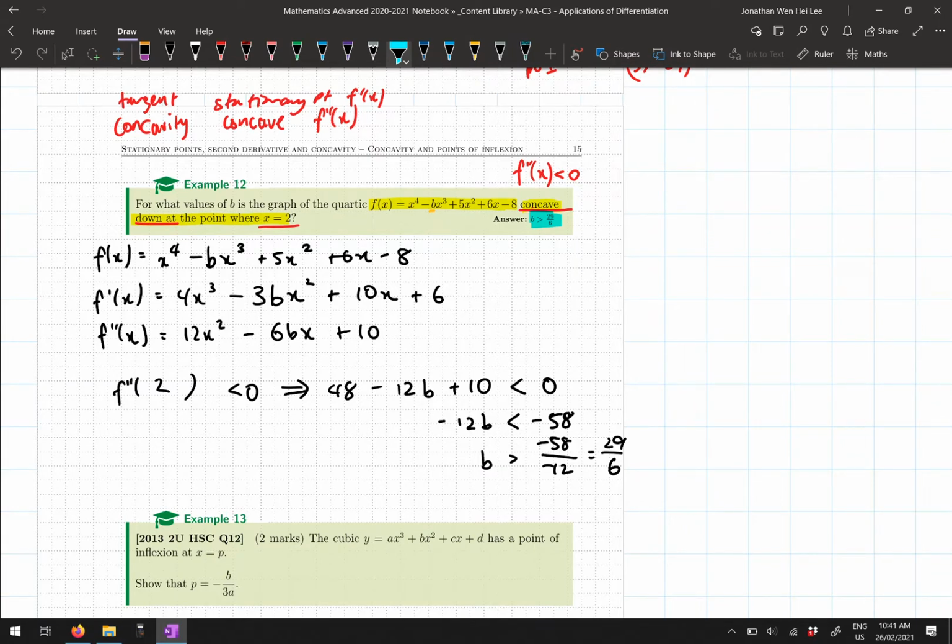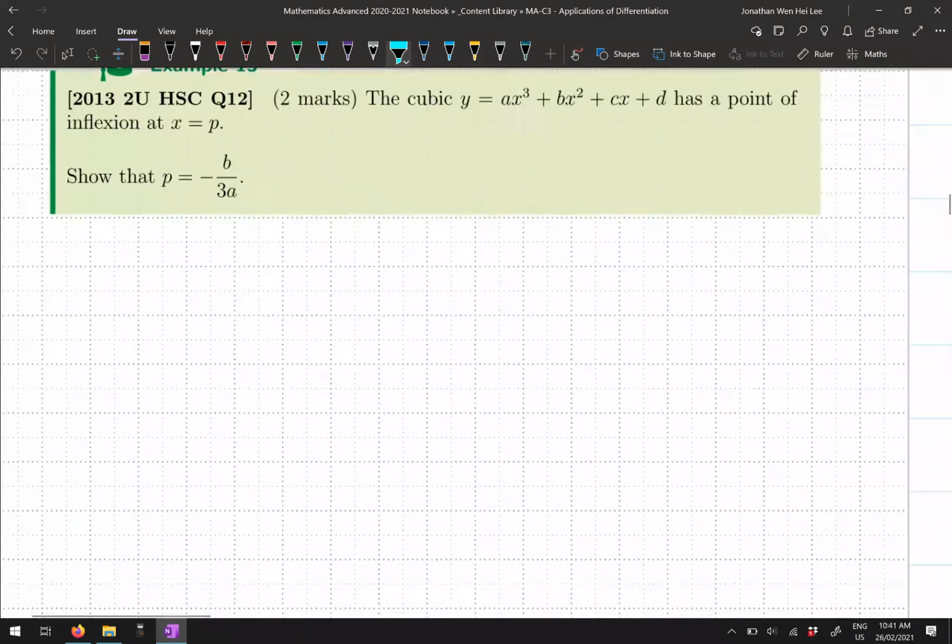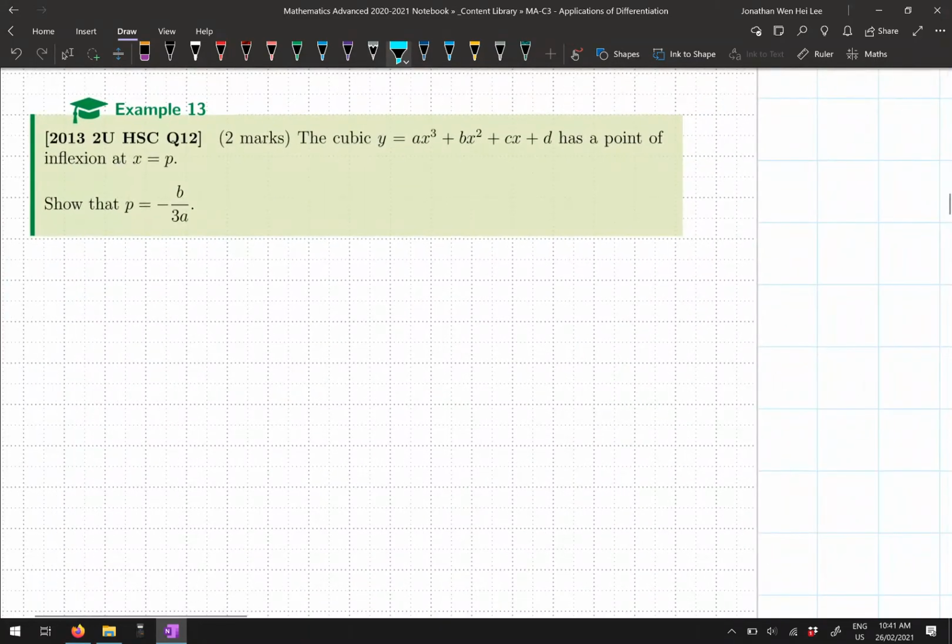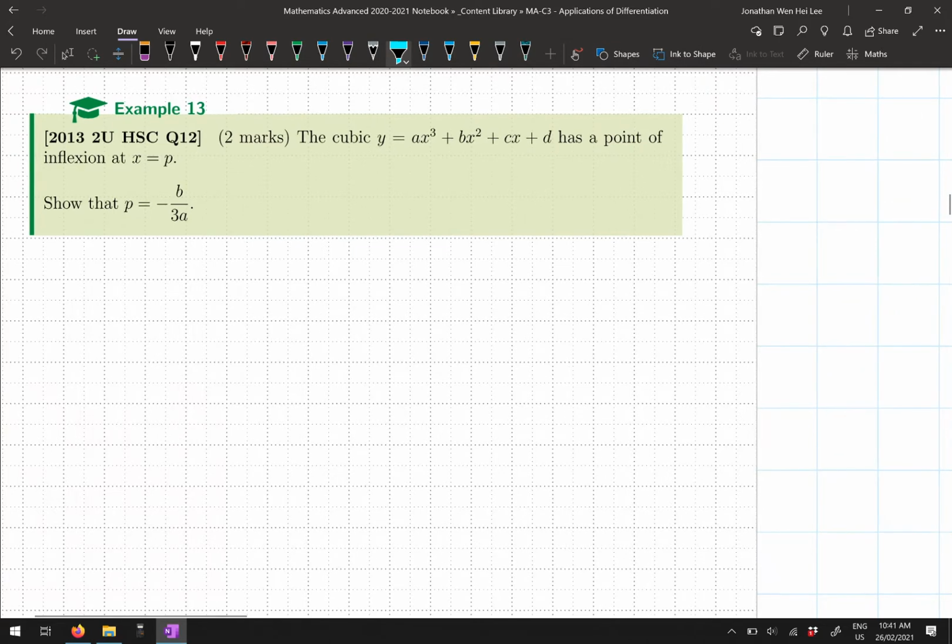There we go. Okay. This is from the 2013 HSC paper. We have a cubic here. We want to find when it has a point of inflection at x is equal to p. What does it mean for something to have a point of inflection? What does it mean for our second derivative? F double dash is... It changes concavity. In particular, it has to be equal to 0.